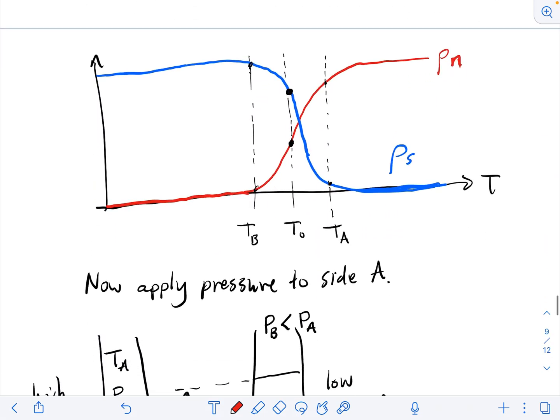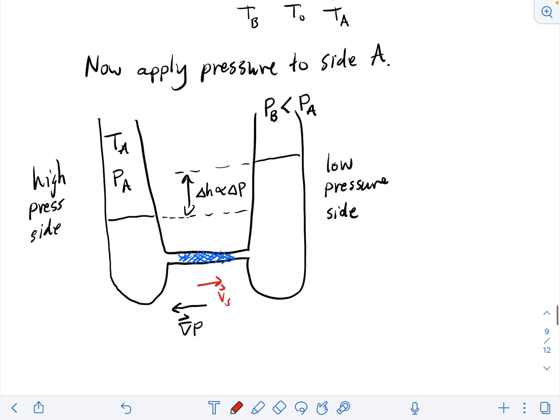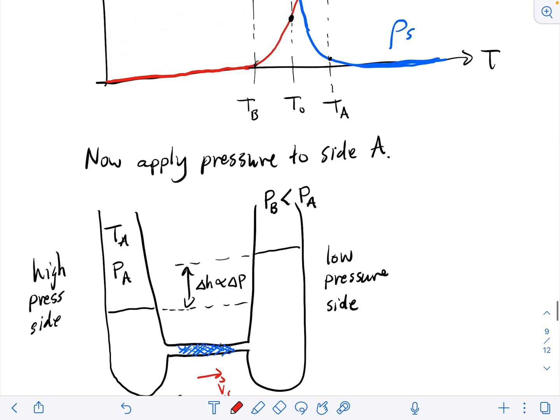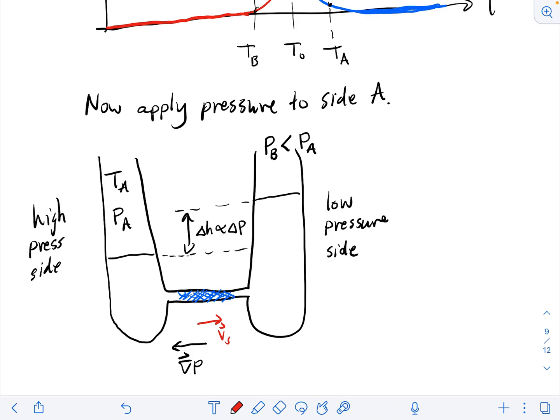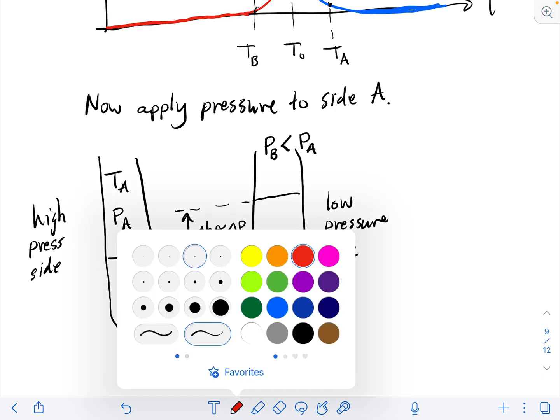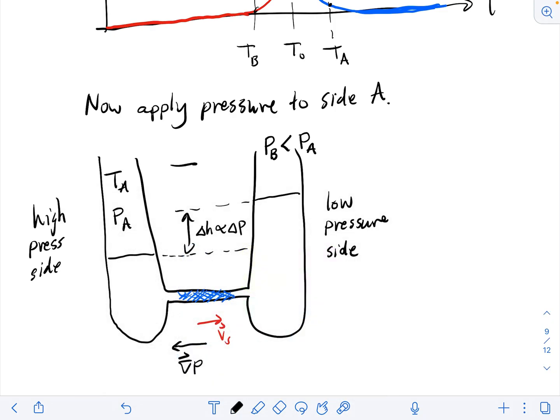What happens, though, is that what we found is that there is a temperature gradient that's going to develop. The temperature gradient pointing from the low temperature to the high temperature is going to point from B to A, and so we would have a temperature gradient develops as the superfluid flows.